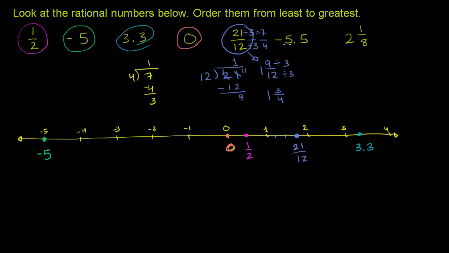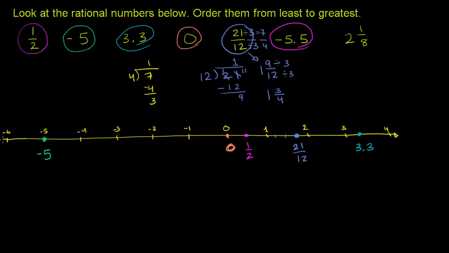And then we have negative 5.5. I'll do that in magenta again, running out of colors. Well, this is negative 5. So negative 5.5 is going to be between negative 5 and negative 6. So let me add negative 6 to our number line right here, just to make it clear. Let me go a little bit further. Let's say that this is negative 6.